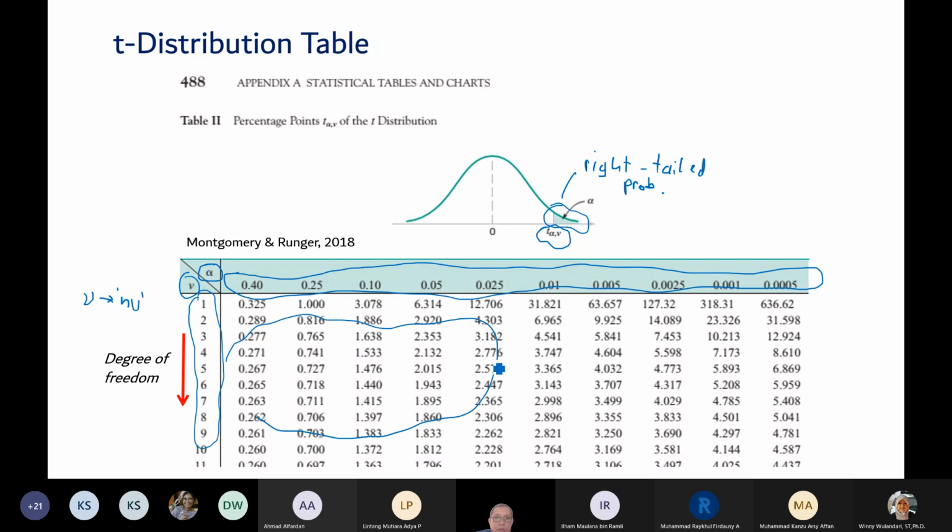This table, of course, only gives you a select number of alpha. We have 1, 2, 3, 4, 5, 6, 7, 8, 9, 10 values of alphas. If you need an alpha value that is not contained here, then of course you need to do an interpolation.